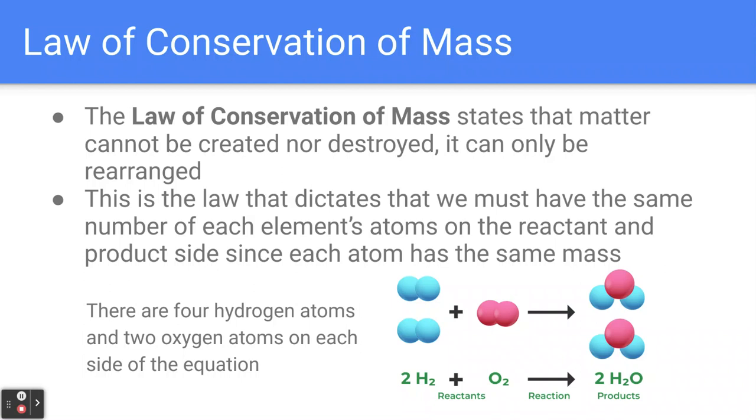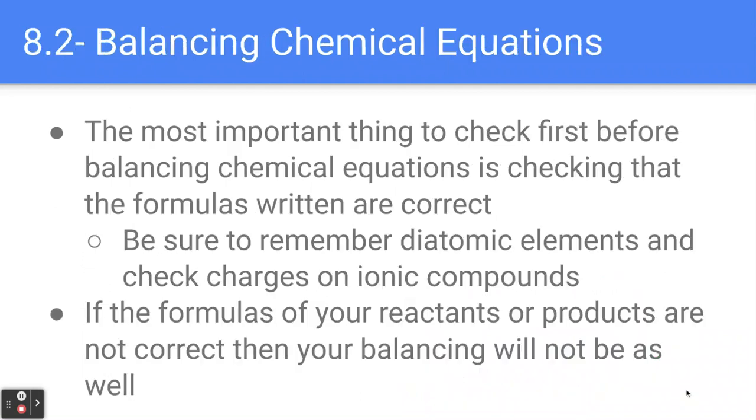So you can see here there are 4 hydrogen atoms on the left. They've been rearranged on the right, but you still have those 4 hydrogen atoms on the right. You've got 2 oxygen atoms on the left and 2 oxygen atoms on the right. If we didn't balance this equation and we just said H2 plus O2 gives us H2O, you would have 2 hydrogens on the right, 2 on the left, but you would have 2 oxygens on the left, and somehow you're now missing an oxygen on the right. So we had to balance this equation in order to get the same amount of mass on each side.